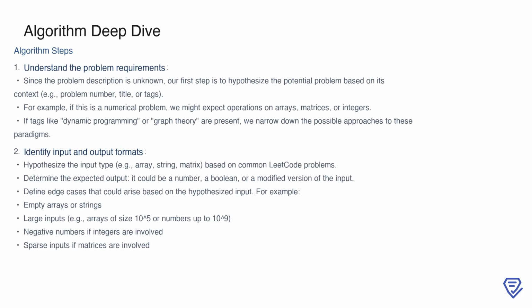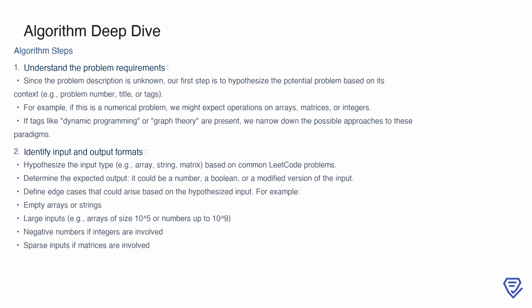To begin solving any algorithmic problem, the first step is to thoroughly understand its requirements. Since the problem details aren't available, we start by hypothesizing what the problem might involve based on its context, such as its title, tags, or general patterns in similar problems. For instance, if the problem falls under numerical operations, we might expect tasks like array manipulations, matrix calculations, or arithmetic operations. On the other hand, tags like dynamic programming or graph theory can guide us toward specific paradigms, such as breaking problems into overlapping subproblems or exploring node relationships.